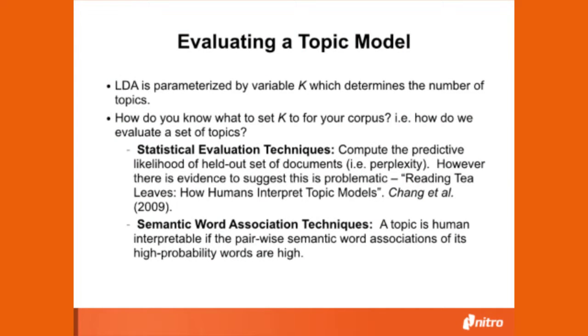Right, so once you've learned your topic model, you want to know how to evaluate it. This is an important question because the LDA algorithm has an input variable called k, which determines the number of topics that you will learn. So a common question is, how do you know what to set k to for your particular corpus? So if you can evaluate a topic model, then you could do a simple line search to find the optimal k value. So there's basically two different ways to do this.